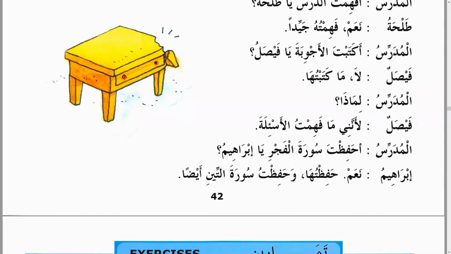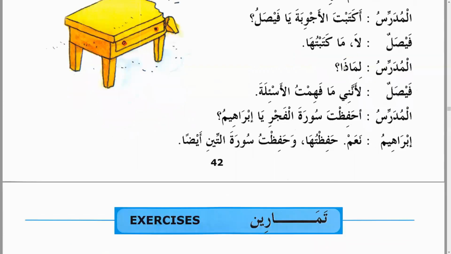Al-mudarris: Akatabta al-ajwibata, ya Faisal? Did you write the answers, O Faisal? La, ma katabtuha. No, I did not write them. The plural of jawab is ajwiba, answers. Ajwiba is plural, so it is la, ma katabtuha.